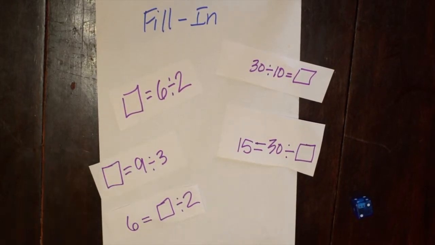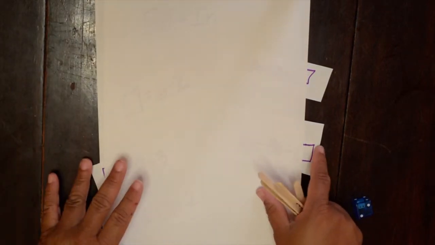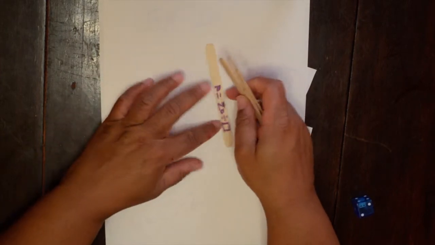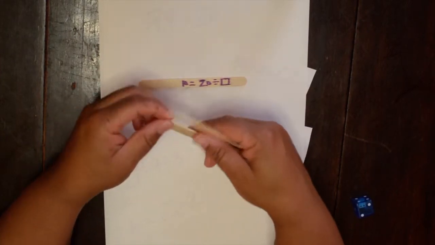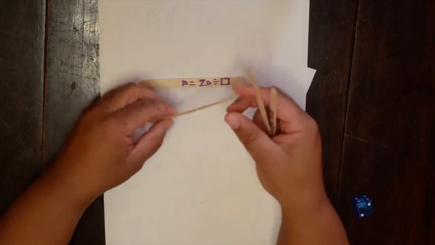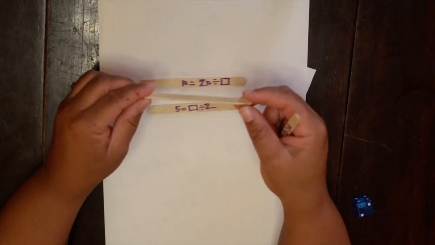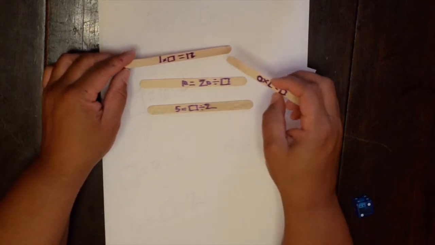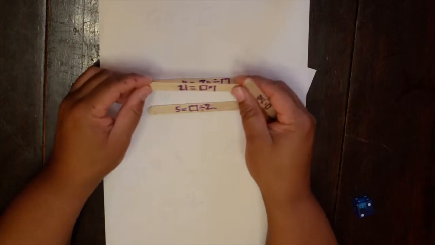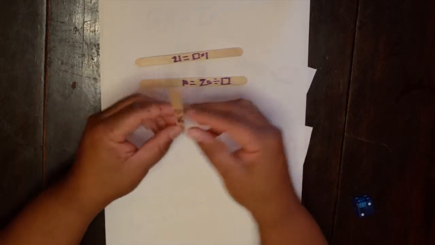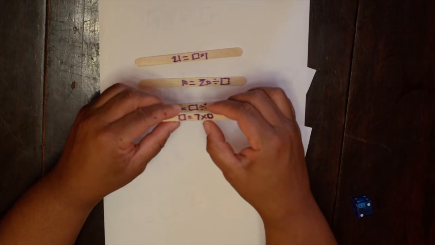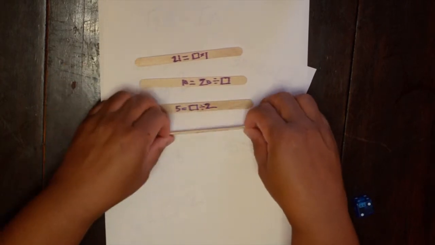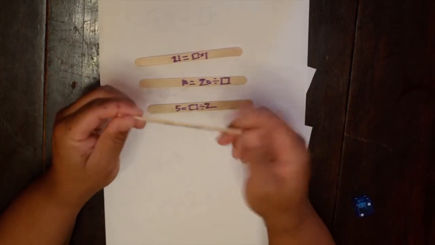Another game that you can play with the kids that's just as fun for filling in the missing number is to do popsicle sticks. The popsicle sticks have things like 10 equals 20 divided by something, 5 equals 10 divided by 2, 5 equals something divided by 2, and so forth. 21 equals something times 1. Something equals 7 times 0. Then the kids pick it up like flashcards, and when they hold it up, the answer's on the back.